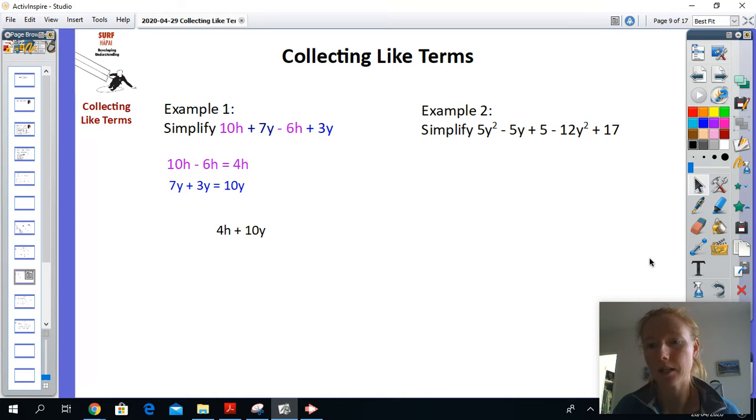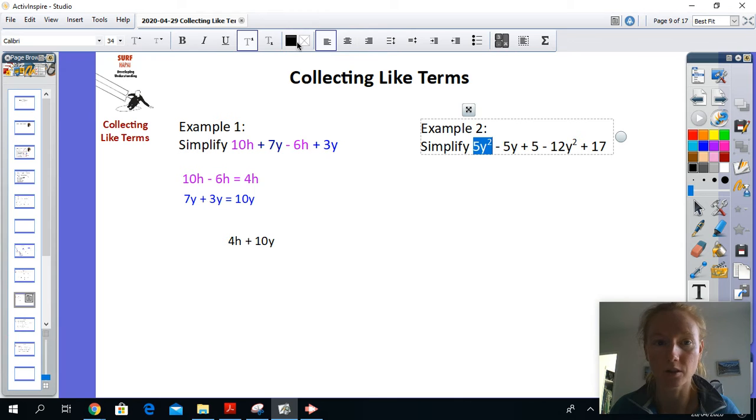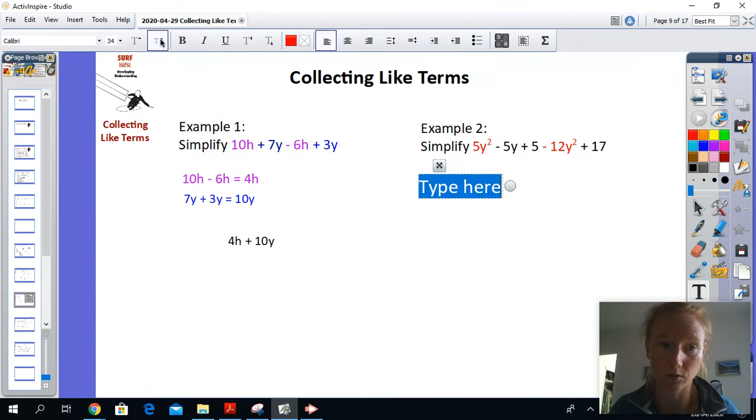Okay. In example 2, we start in exactly the same way. So the first thing we do is identify any like terms that we have. If I look at the first term, I'm going to highlight the first term first, and that is 5y squared. So I'm going to look now for anything else that has the same unknown, the same y squared, and I can see that here, negative 12y squared. So they are my only two like terms in terms of y squared. Remember that 5y is not a like term because y and y squared are not the same unknown.